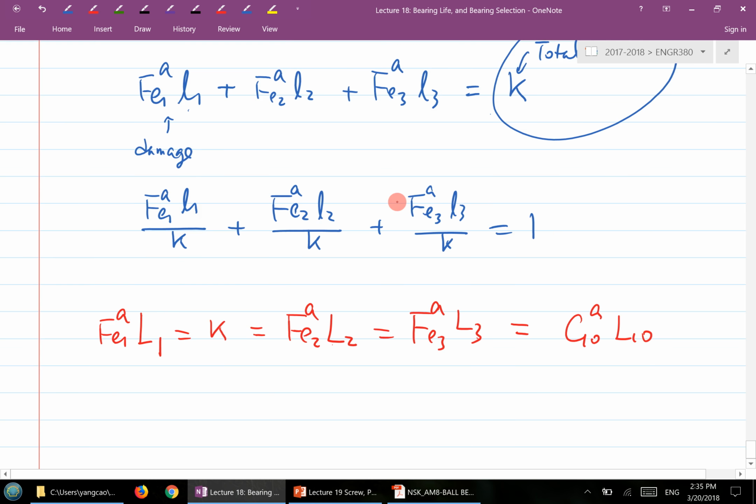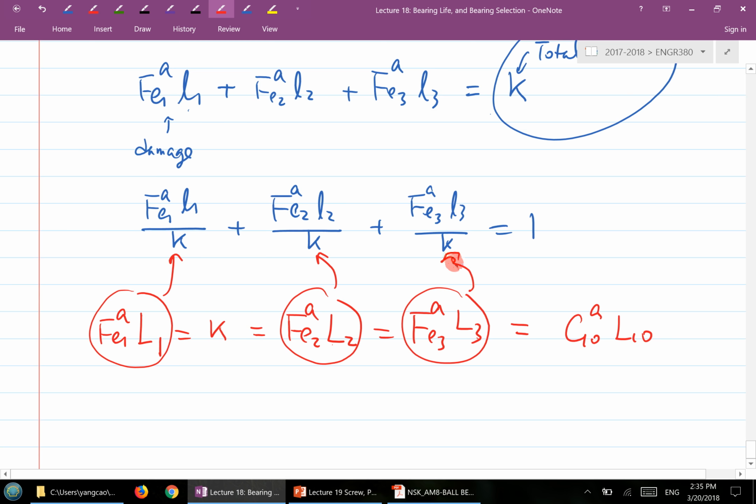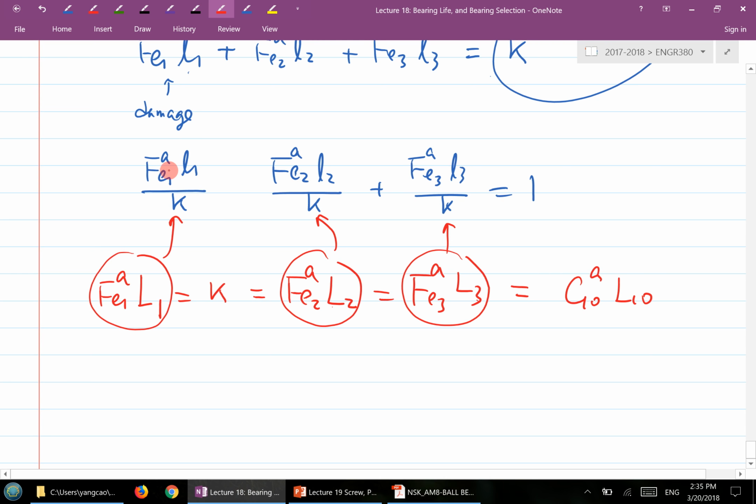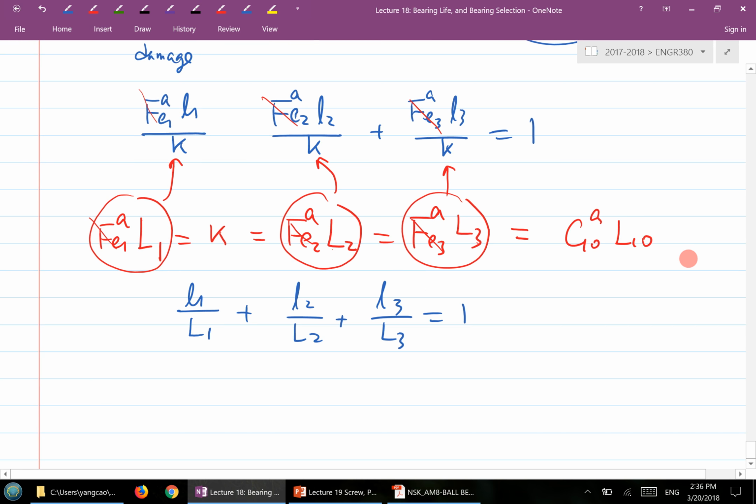So what I'm going to do is substitute each one of the K into this expression at the top. As you can imagine, once you substitute into this expression, you cancel out all the load terms. You cancel these load terms out, and you end up with just L1 over capital L1, L2 over capital L2, and L3 over capital L3 equal to 1. So capital L1, L2, L3 can be calculated, and then you can solve for L3.